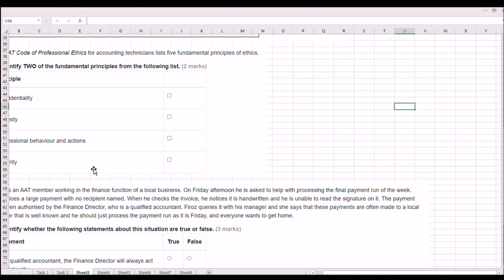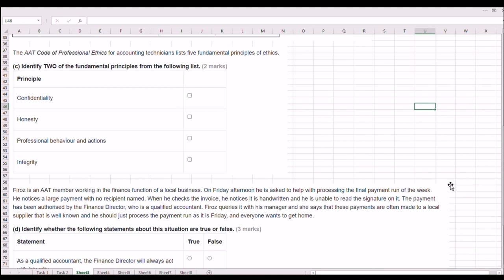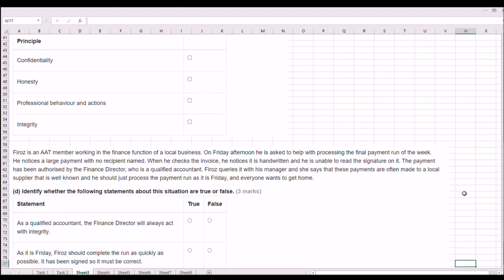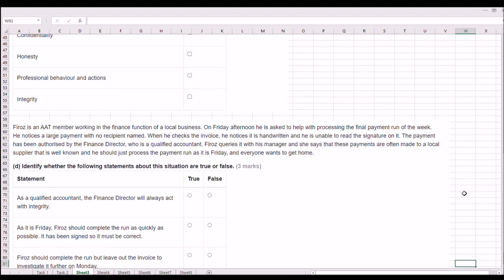Okie dokie. Right, so Firoz is an AAT member working in the finance function of a local business. On Friday afternoon, he's asked to help with processing the final payment run of the week. He notices a large payment with no recipient named. When he checks the invoice, there's a handwritten signature on it that he's unable to read. So we shouldn't be processing this. The payment's been authorised by the finance director, who's a qualified accountant. Firoz queries this with his manager, and she says that these payments are often made to well known local suppliers. He should just process the payment run as it's fine, and everyone wants to get home.